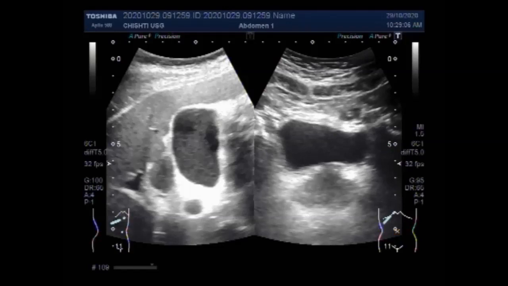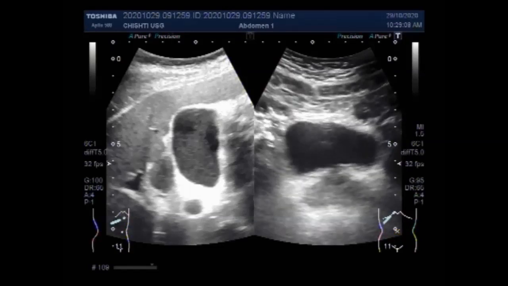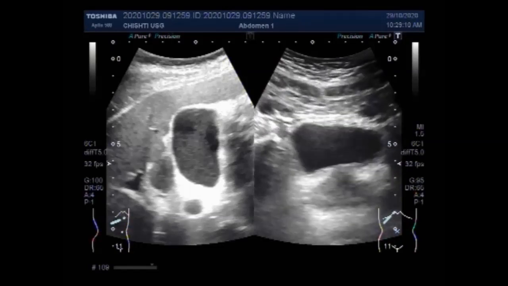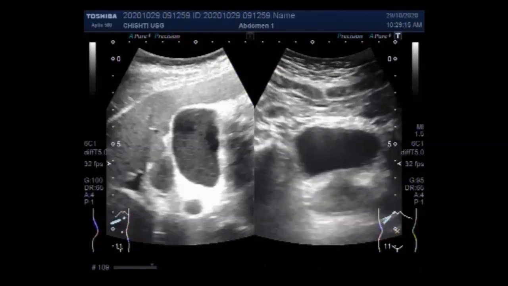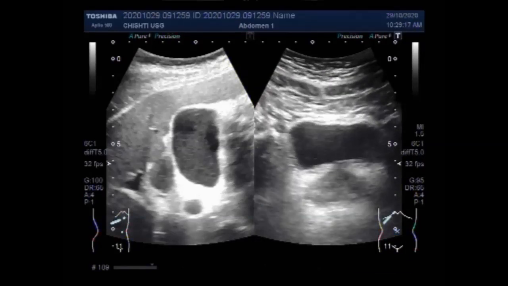The first video was a female patient, but this video is about a male patient. You can see the prostate and the urinary bladder.